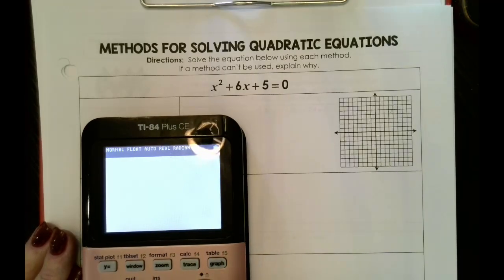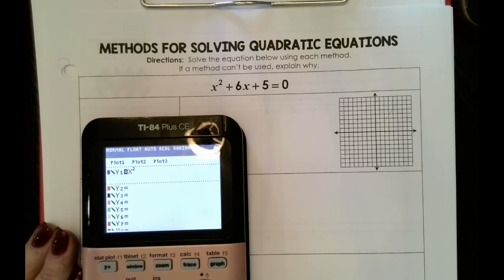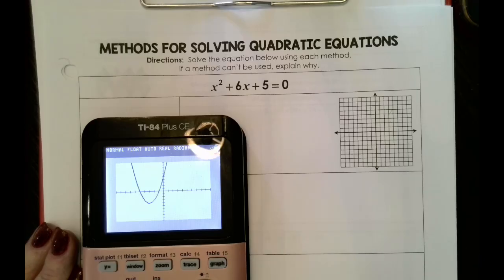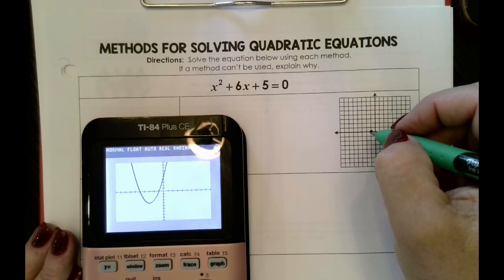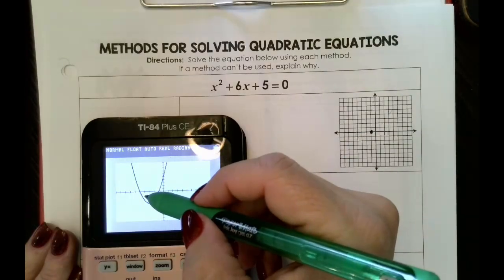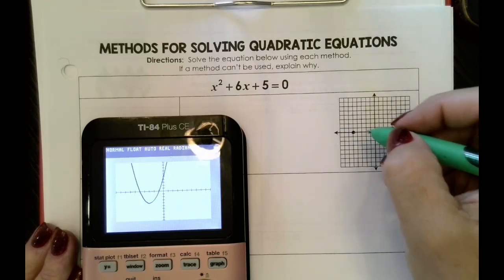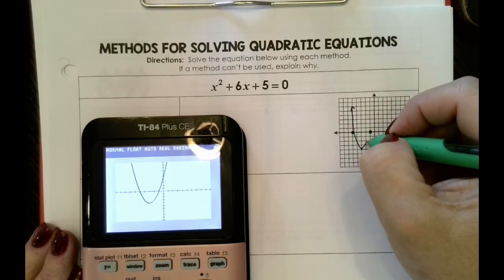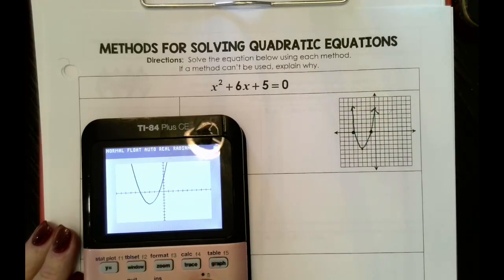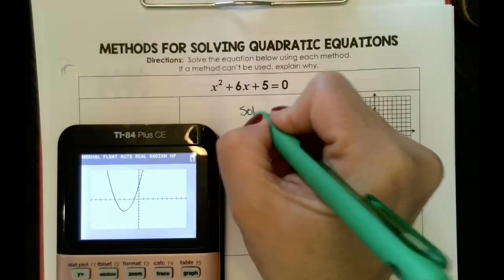From my calculator, if I go into y equals, and I put in my equation, x squared plus 6x plus 5, and I graph this, this is what I see in a standard window. I see that I cross the x-axis right here at negative 1, and at negative 5. And I see that I have this vertex that's down here, and my graph is going to look like this.